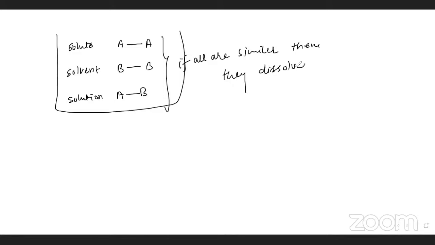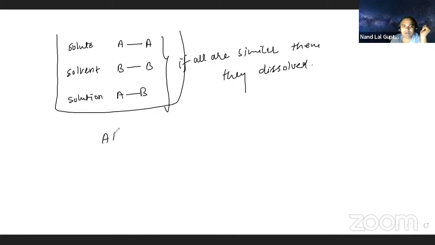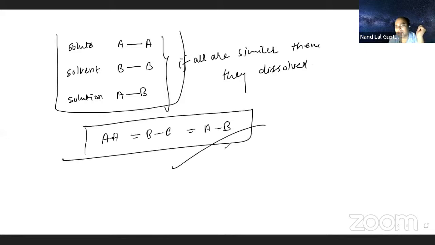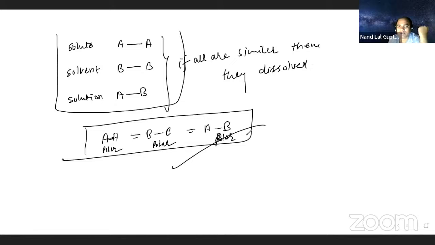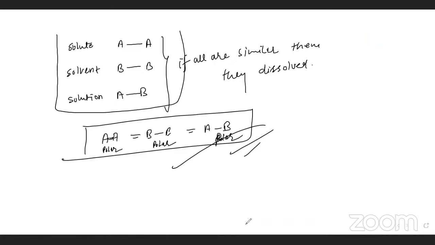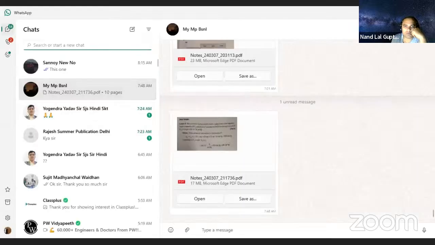The question they may ask: here the solute interaction equal to solvent interaction equal to solute interaction. If they are equal, then only they will dissolve. Otherwise, they are not going to dissolve. Suppose this is polar, so it will be also polar. So whatever bond should form, that is again going to be polar. So this will dissolve. Getting?